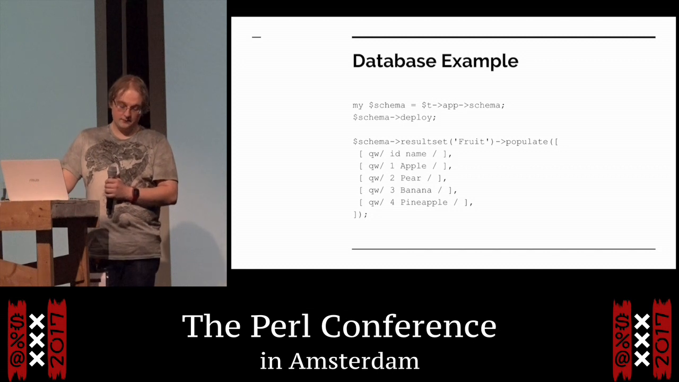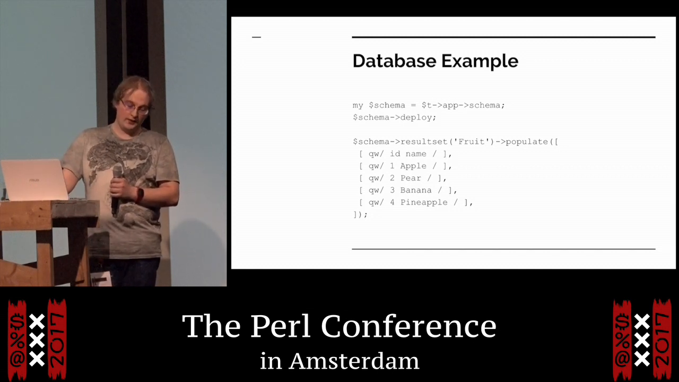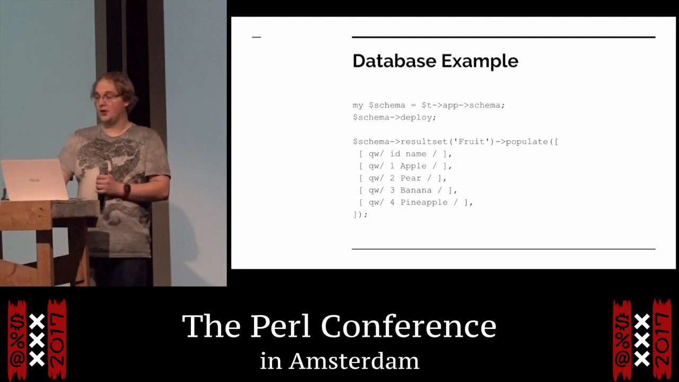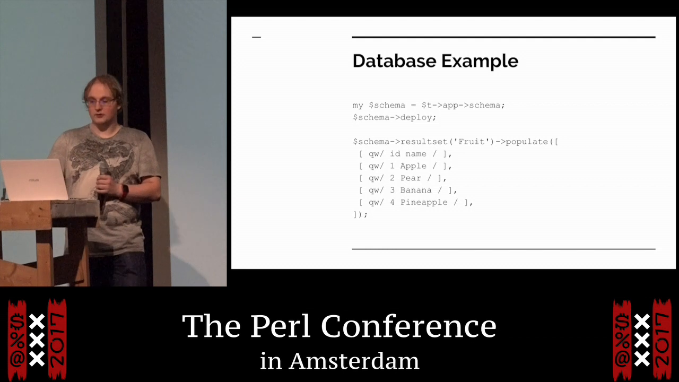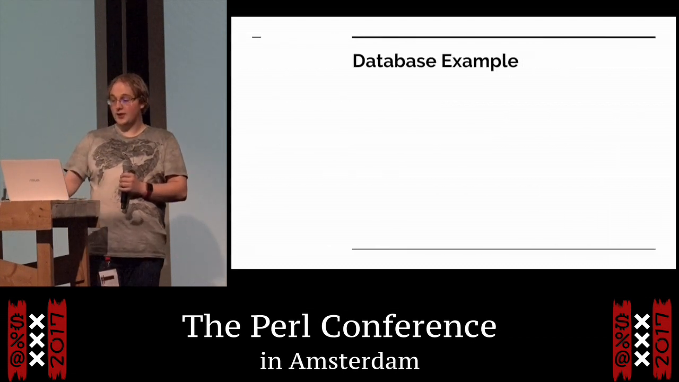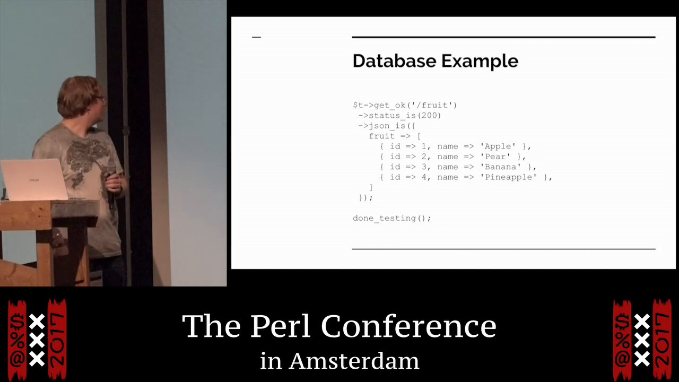Populate your database. Quickly pull up the schema, deploy it, and then just run a populate across the whole schema. That's all well and good. And then you just need to add a new test. There you go. Check /fruits. Make sure that the JSON comes back correctly.